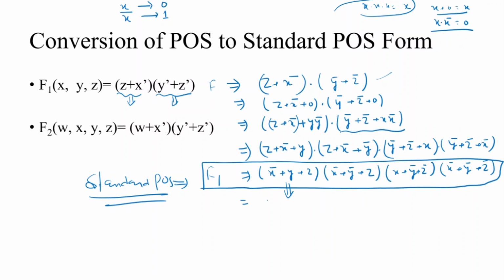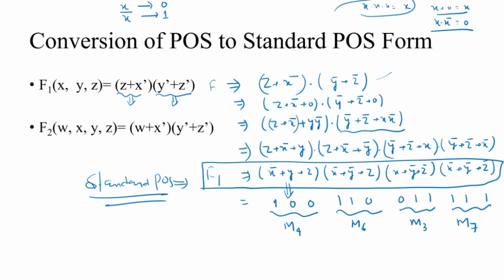We know that here x has appeared in its complemented form. This means this is considered as 1, this is 0, this is 0. For x complement, y complement, this is 1, 1, 0. This is 0, 1, 1. This is 1, 1, 1. This means this max term represents M4, this max term represents M6, this max term represents M3, and this max term represents M7.